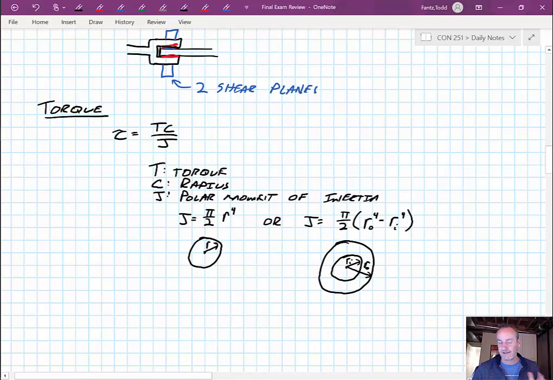I had it as C. I didn't want to confuse too many people, but basically it's either pi over 2 times the radius to the 4th power if it's solid, or if it's like a pipe, meaning this part is cut out, I have pi over 2 times the outside radius to the 4th minus the inside radius to the 4th. So that's how we find the polar moment of inertia. Plug it in, and we can find the shearing stress on our object. And those values can be looked up in a table.